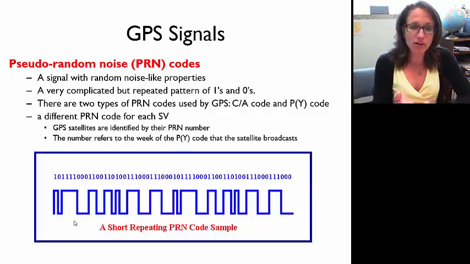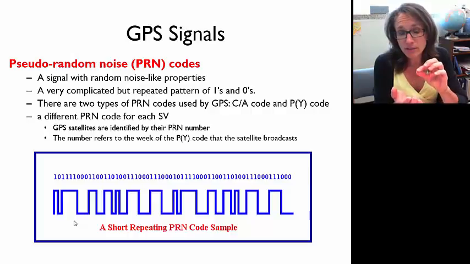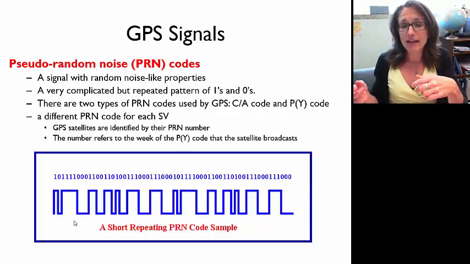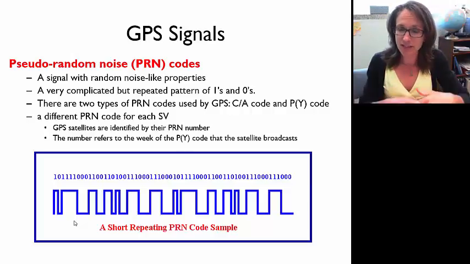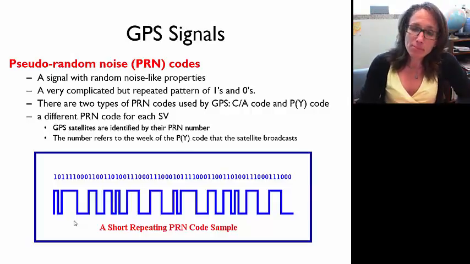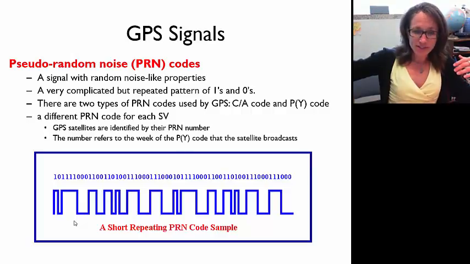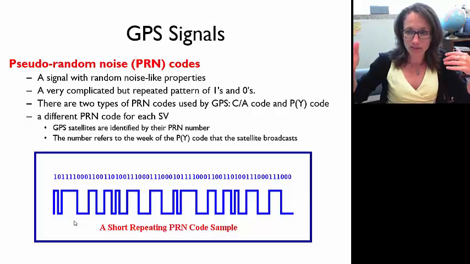So when you pull up your Garmin and it gives you your little satellite map and the satellite numbers show up, that number is actually associated with the PRN code that the satellite is broadcasting. So one satellite in its lifetime may change numbers because it may broadcast different PRN codes. And a single PRN code or number might apply to different satellites as satellites broadcast different codes. And that number is actually referring to which week of the PY code the satellite broadcasts. So the PY code is this really long sequence of ones and zeros, many weeks' worth, and each satellite broadcasts a week of it, and that PRN number is associated with the week of the PY code.